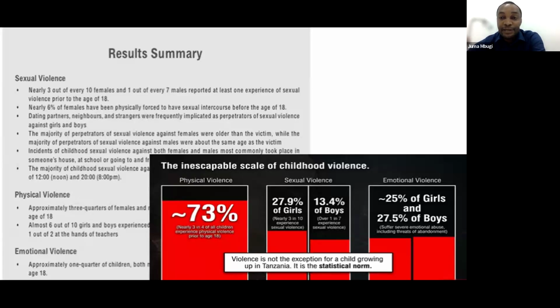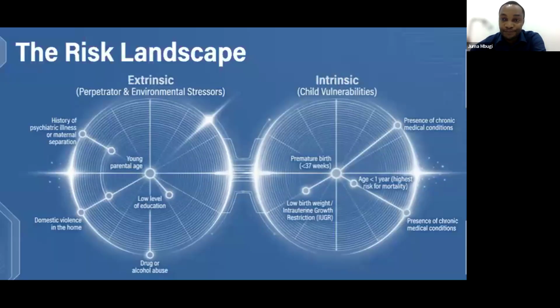So let's see the risks. What are the risks that a child can have, or that a caretaker is likely to cause inflicted injuries to children? So we have the risk landscape, which covers child factor risks and caregiver factor risks.